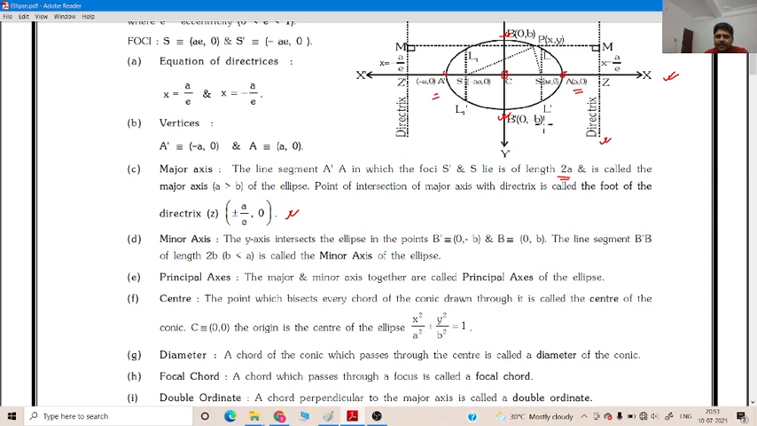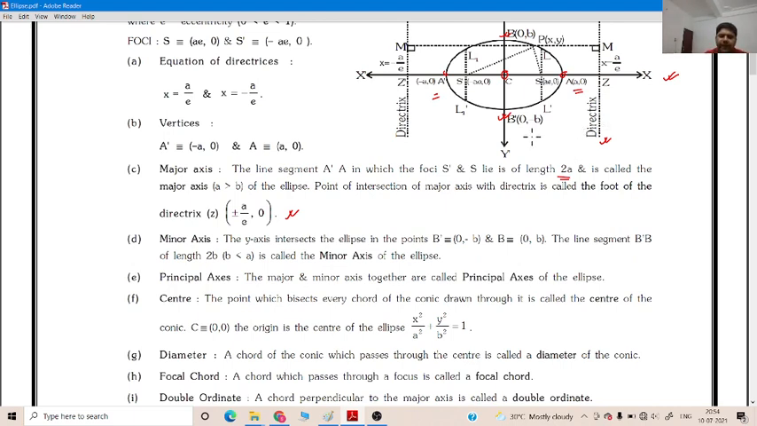The major and minor axes together are called the principal axes of the ellipse. And the center is always (0, 0). Diameter means a chord of the conic which passes through the center is called a diameter of the conic.